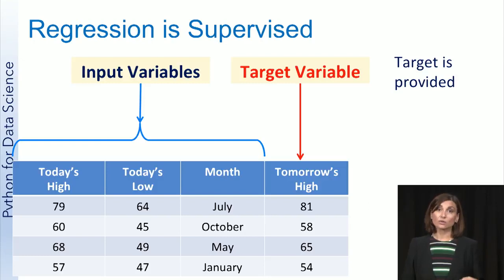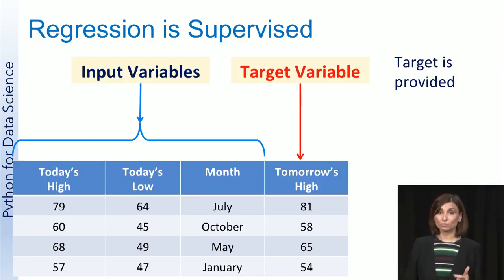This is what the data set might look like for the regression task of predicting tomorrow's high temperature. The input variables could be the high temperature for today, the low temperature for today, and the month. And the target is the high temperature for tomorrow. The model has to predict this target value for each sample.